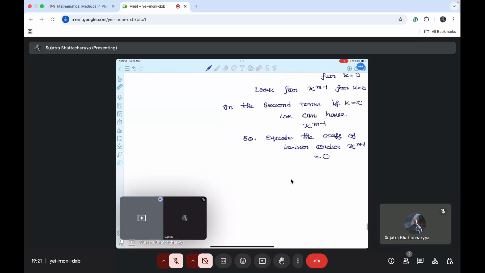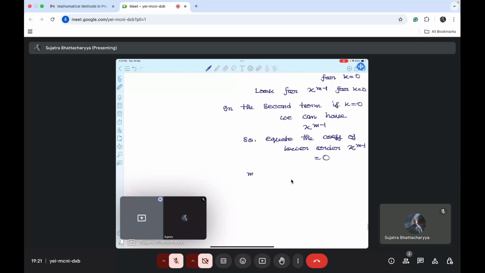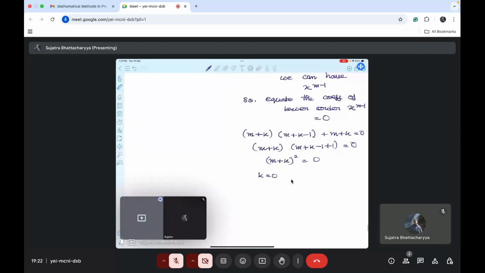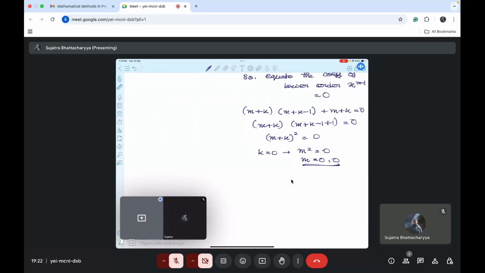So what we will do is that you have your (m+k)(m+k-1) + (m+k) equal to 0. So m+k can be taken common, (m+k)(m+k-1+1) equal to 0. So it will be (m+k) whole square, which is equal to 0. Now k is already 0, so m square will be equal to 0. So m will be 0 and 0. So there are two solutions, m will be 0 and 0. So two real but equal roots. But we will not consider the second solution right now. Let us calculate the power series first.